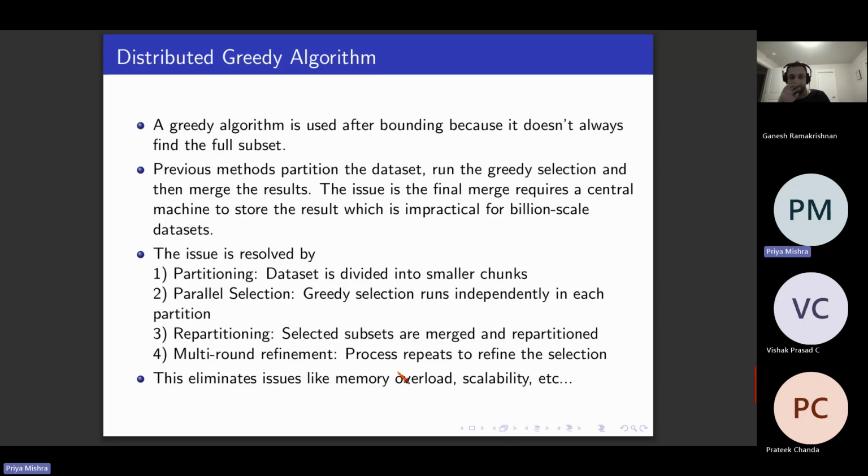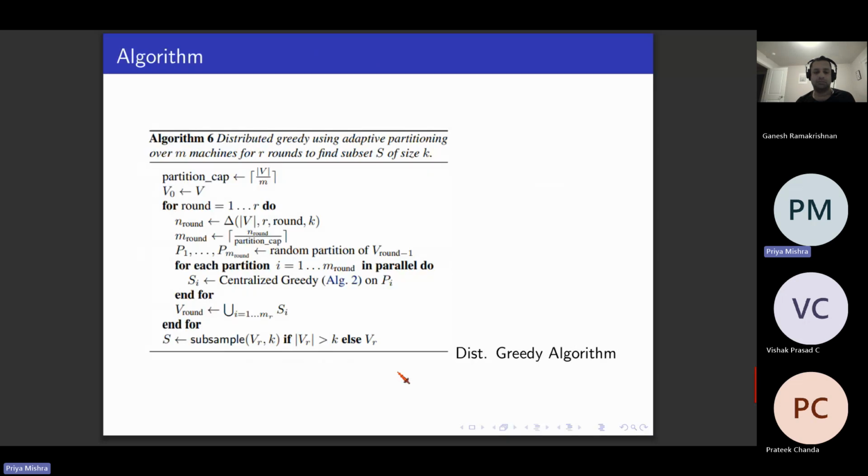Basically the algorithm goes like, first we have to partition the data set, then do greedy algorithm on each machine or each partition, and then we have to repartition again. The selected subsets are merged, and again you have to do this until we achieve the selected subset size. The algorithm goes like this.